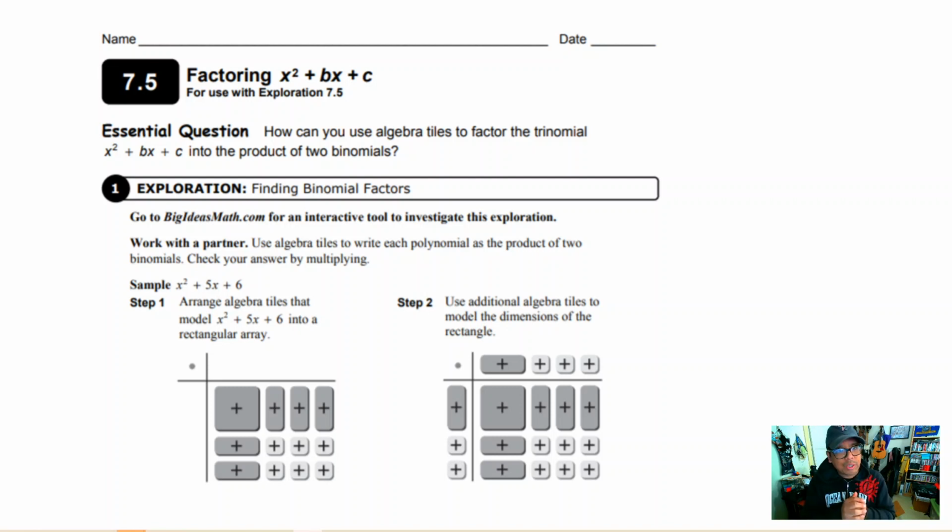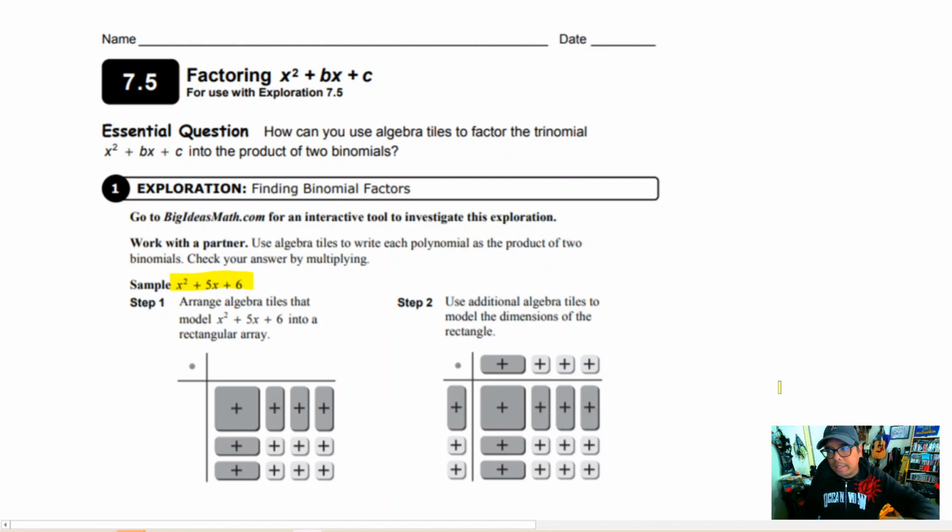So we're going to start looking at this, and I'm going to give you two different options for factoring these really simple ones. These are the most simple ones that we can do. The first way is going to be with algebra tiles. To do the algebra tiles, we're going to look at this equation right here, which is x squared plus 5x plus 6. So I want to take you through this entire thing.